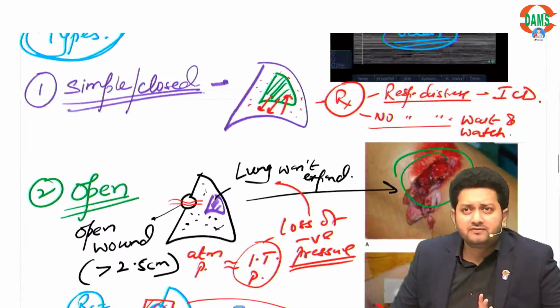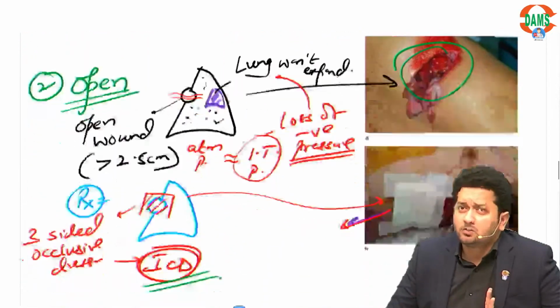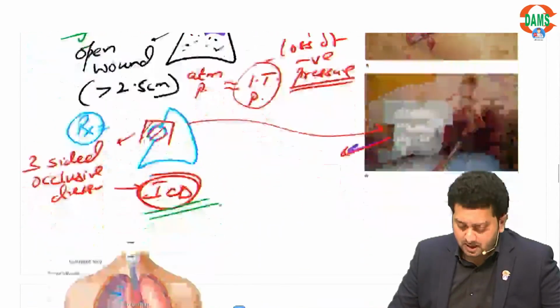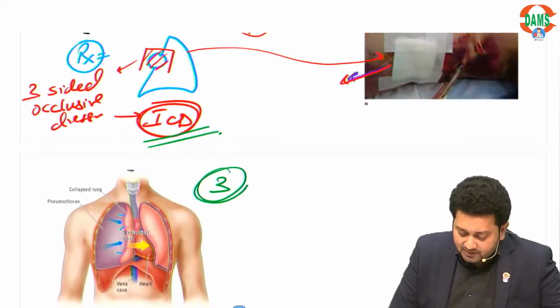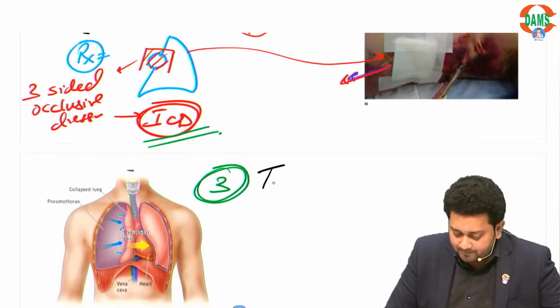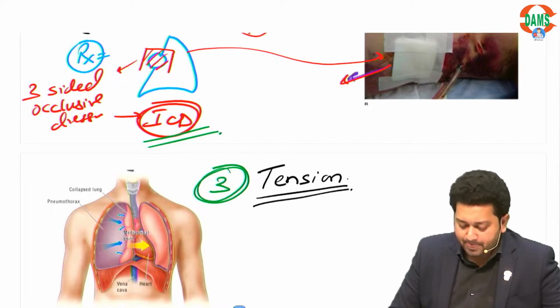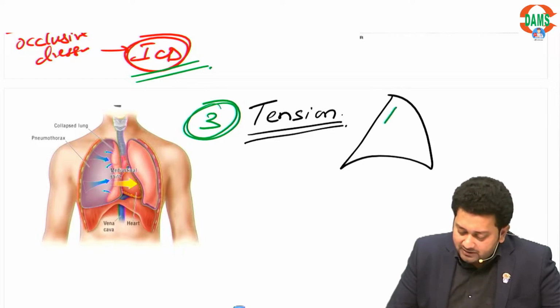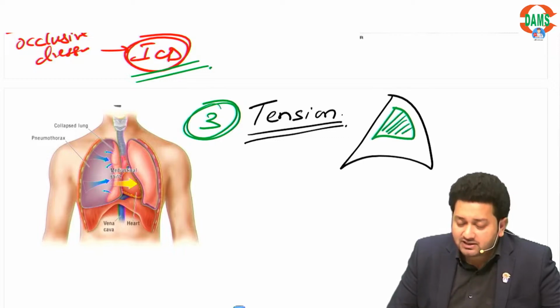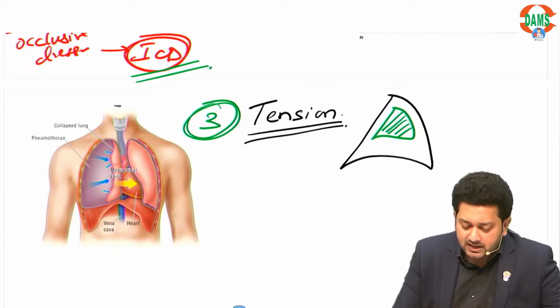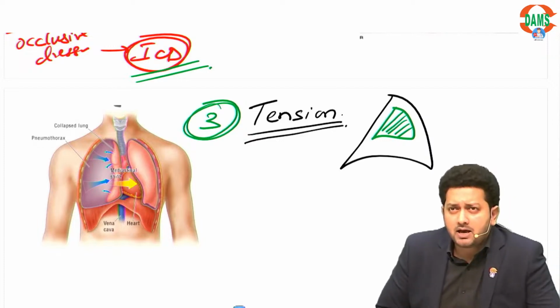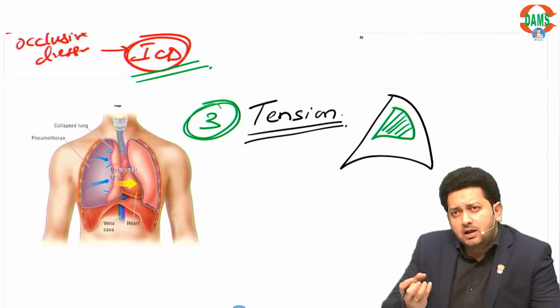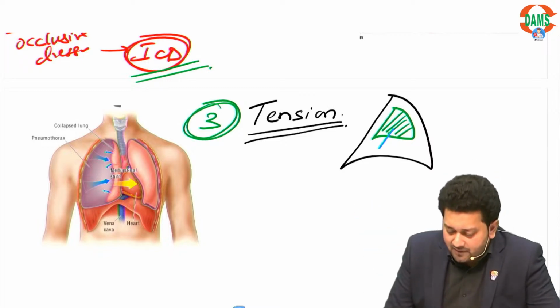Okay, so simple we have seen. What is simple? What is the treatment? Open we have seen. What is open? What is the treatment? Third type is the most dangerous one. That is tension pneumothorax. So what is the main problem in the tension pneumothorax? In the tension pneumothorax, suppose in this case the injury has occurred in such a manner that it is only coming towards the pleural cavity. The air is coming towards the pleural cavity.